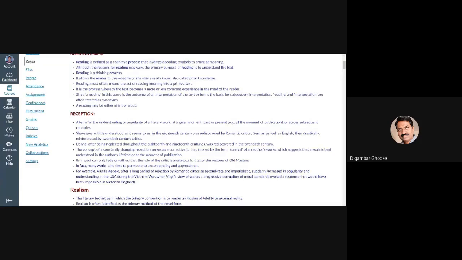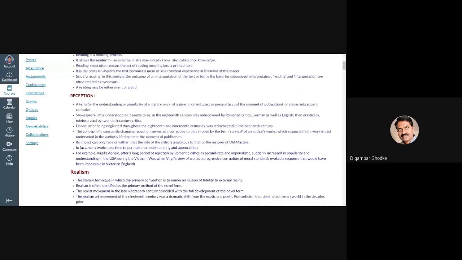And reading can be either silent or loud. As we talk about silent reading and loud reading, in silent reading, we read to ourselves, whereas in loud reading, we read it for others. So this is how we understand the term reading as a cognitive process which involves decoding symbols to come to the meaning, to understand the text. At the same time, it is the process of interpretation. We try to interpret the meaning into that particular text on the basis of our prior knowledge. Another term that I would like to introduce you to is the term reception.